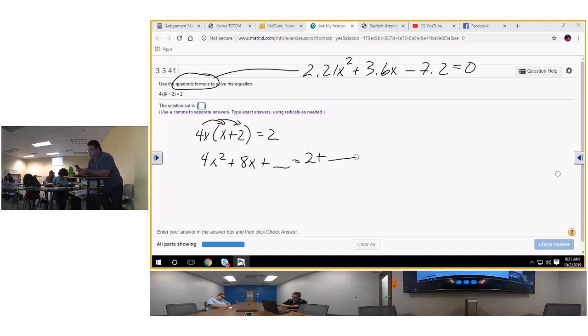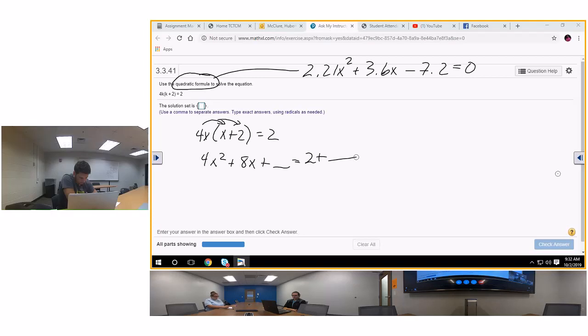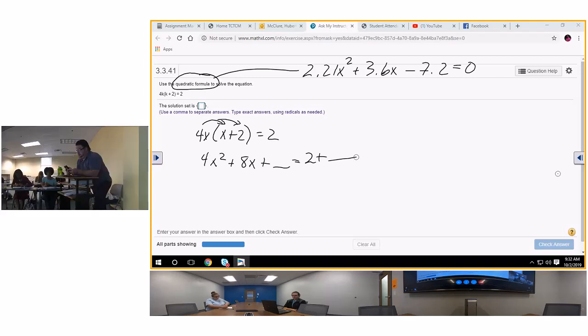If I do this, what's this going to do? No, because then you have to rely on what? Your calculator, because people don't do decimals in their head that well, especially when you take the square root of them.